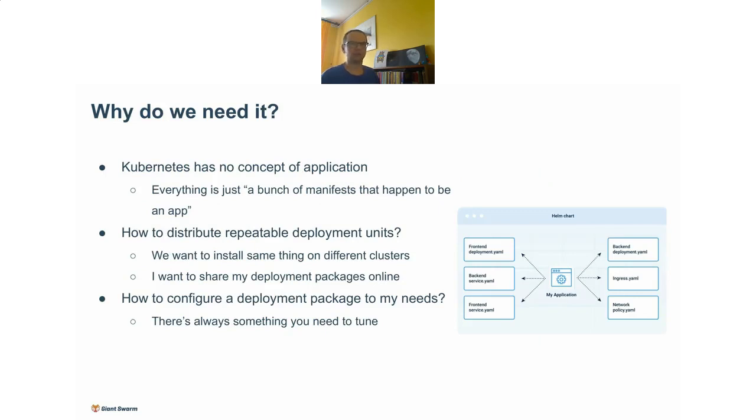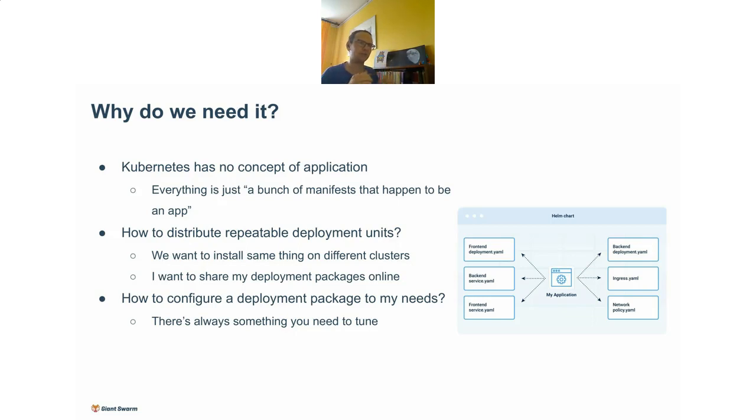So the next important question, or maybe even the most important question: well, we know what it is, but the important thing is why I need it at all. So the first problem, and the most important problem I think that Helm is trying to solve, is that Kubernetes has no concept of application, right? As I said, your typical API resources are things like network policy, deployment, ingress, service, and so on. But there's no concept of application.